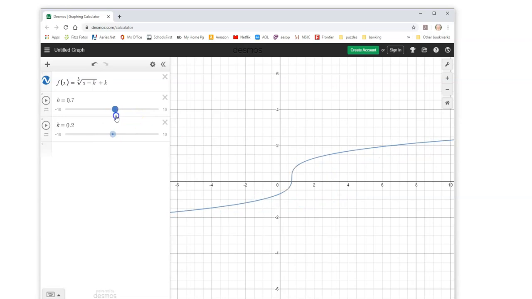So when h is a negative number, we get x minus a negative number, which becomes x plus something, and that moves the graph to the left. When we get x minus, then h is a positive number, and it moves to the right. k, a positive number, moves the graph up, a negative number moves the graph down.